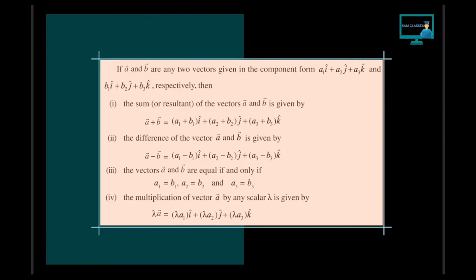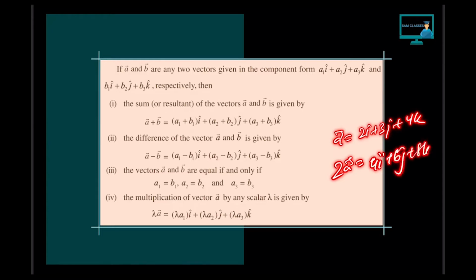Very simple. If I multiply the whole vector, let's say I have a vector A equal to 2i plus 3j plus 4k. The moment we multiply by 2, 2 times the A vector means everything is multiplied by 2. So 4i cap plus 6j cap plus 8k cap.